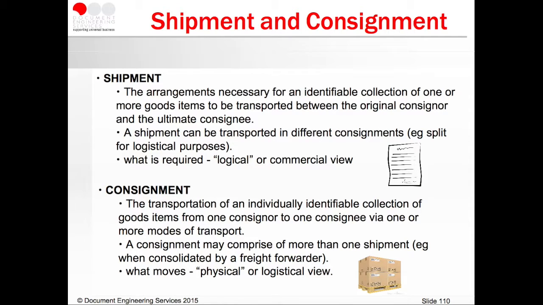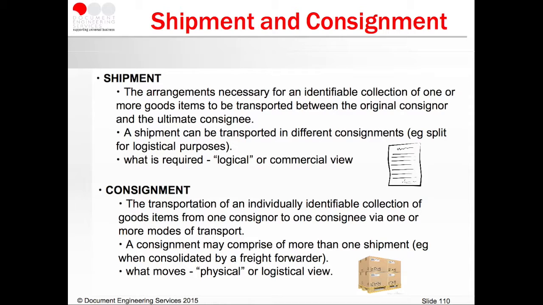So the terms shipment and consignment have precise meaning in UBL, and they do have a different meaning. UBL uses the term shipment to describe the commercial arrangement between a shipper and a shippee, typically a buyer and a seller. The shipment is often called the logical or the commercial view of a transportation. It will identify one or more goods items to be transported between the ultimate recipient and the original sender. A shipment can actually be broken up. So a particular order for an item may actually involve several deliveries, and that would be split for logistical purposes.